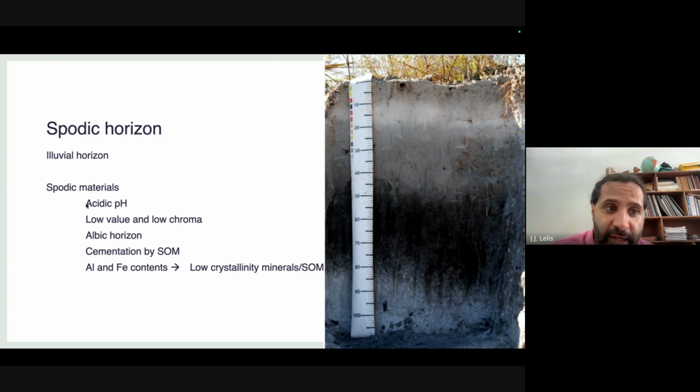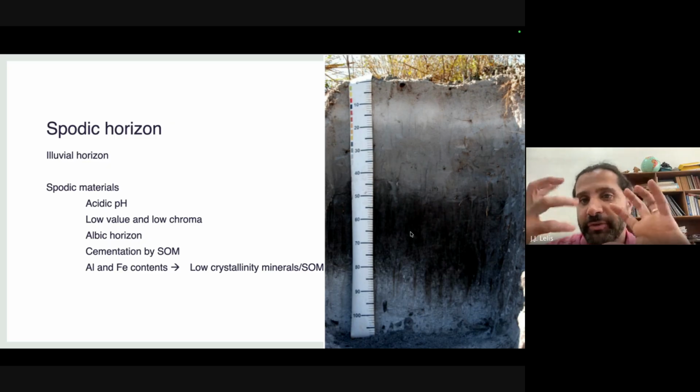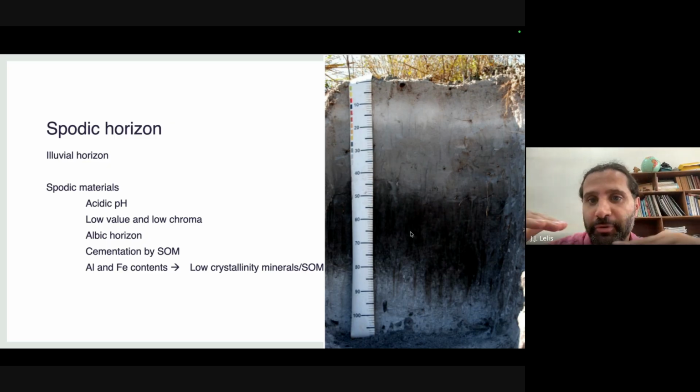Okay, some of these spodic materials can be cemented by soil organic matter. It's not uncommon to see that, and it's quite nice when you start to dig the soil profile. We can find some of these parts that are cemented. They are cemented by organic matter, especially when the iron content is high. This very strong connection between organic matter and iron can produce some layers that are quite strong and hard.